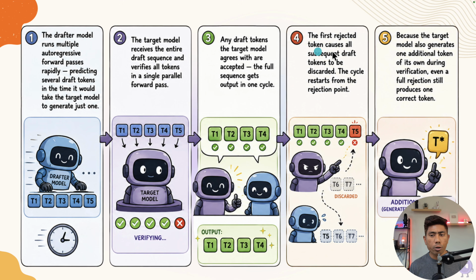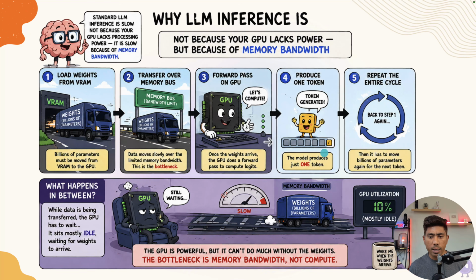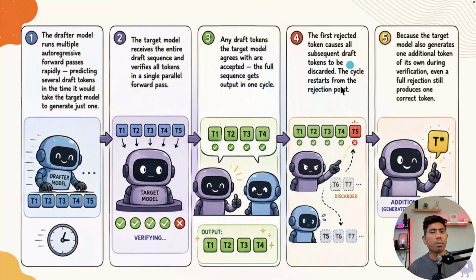And the first rejected token causes all the subsequent draft tokens to be discarded, and the cycle restarts from the rejected point. This is the only pain point in the MTP, because if any one of the tokens is rejected for the first time, the entire batch is going to be rejected, and then everything starts from scratch over there. Compared to what we have over here, where one token is produced every time, this batch approach is going to be even better.